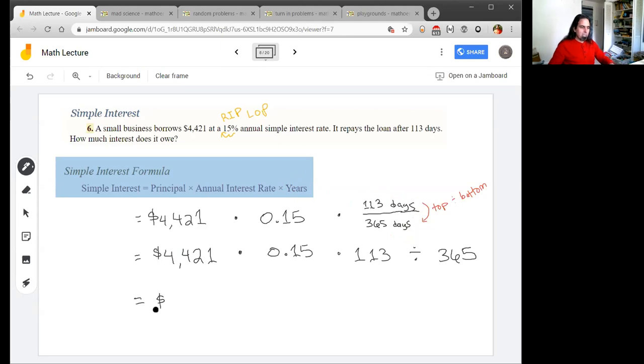Okay, now I've plugged everything in, so the calculator does all the work. 4421 times 0.15 times 113 divided by 365, so $205.30.